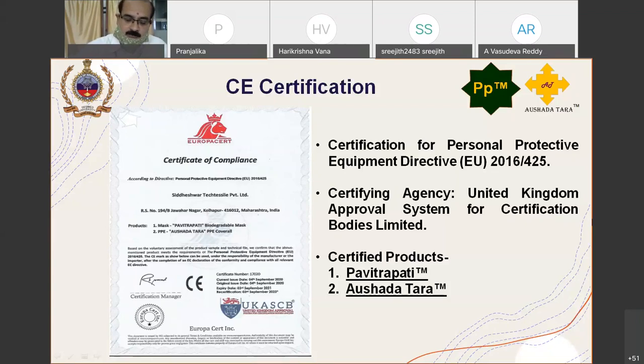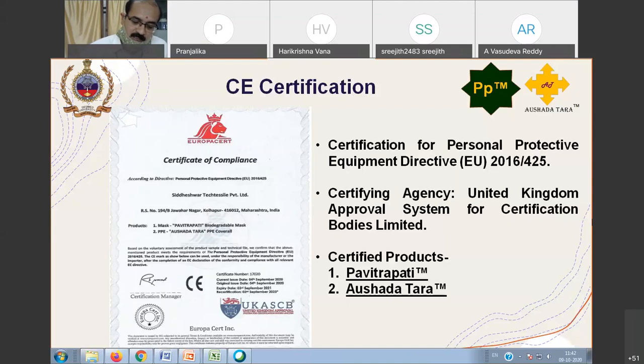Now DIAT, to start with, started research on antibacterial fabric material. Then during the COVID time, made some products out of it. And now from that fundamental or basic research, the products are taken to the next level: Pavitrapati, the biodegradable mask, and Aushada Tara, one of the layers in your PPE kit. Now I'm not going to name the company. That's what I heard from the director: he is going to launch this Aushad Tara next week, hopefully from the hands of our Maharashtra Chief Minister.